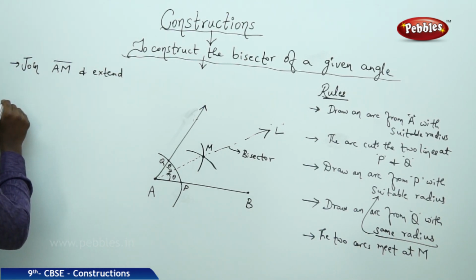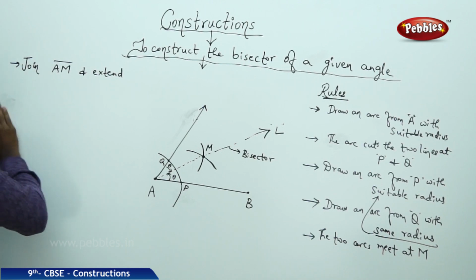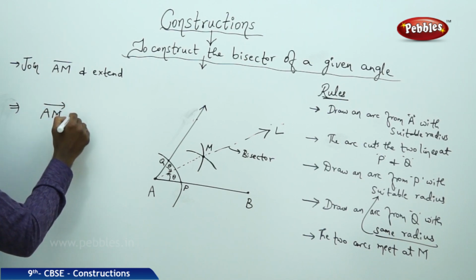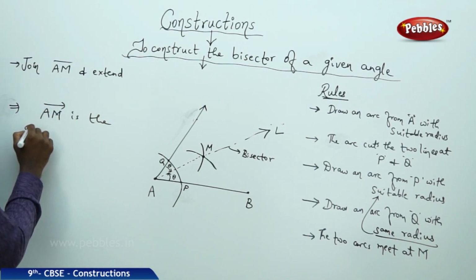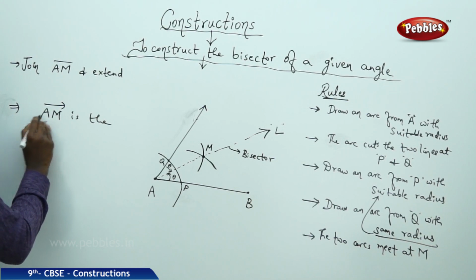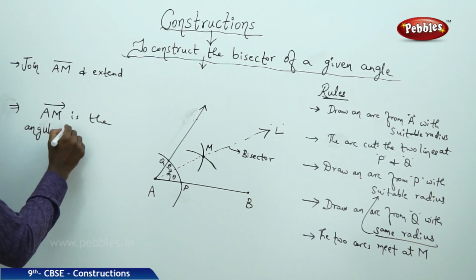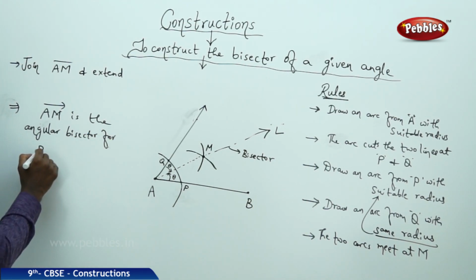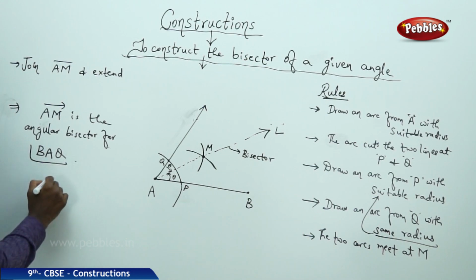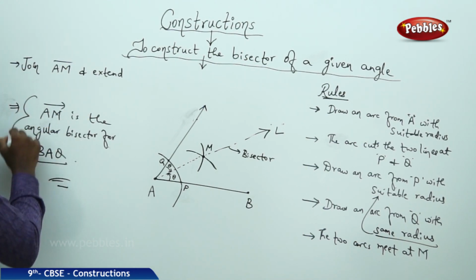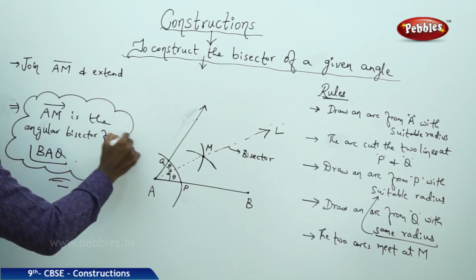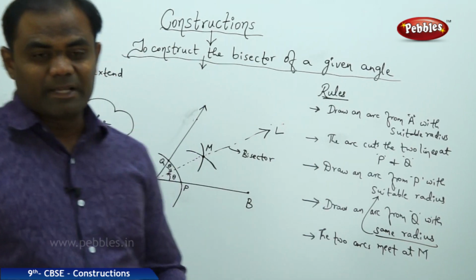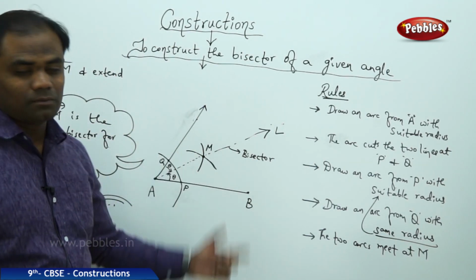After you get this, that implies AM is the angular bisector for angle BAQ. That is how we understand the concept. AM is the angular bisector for angle BAQ.